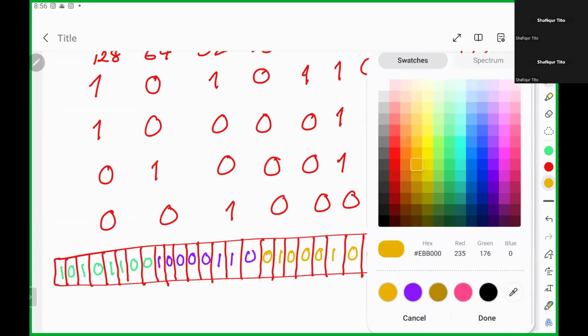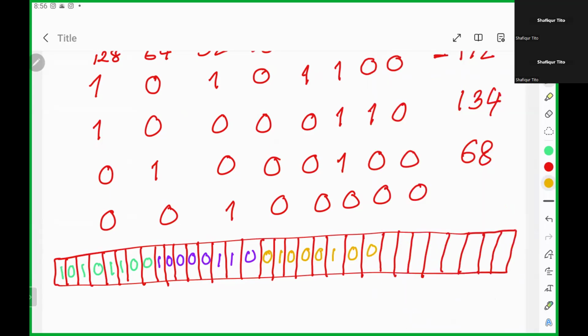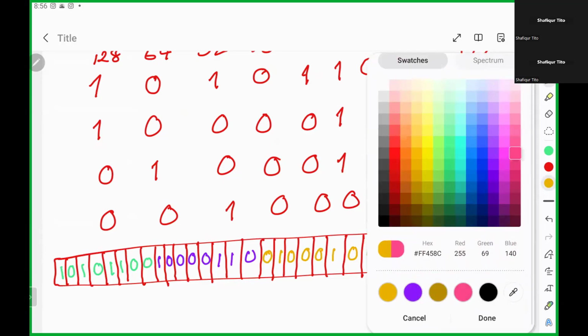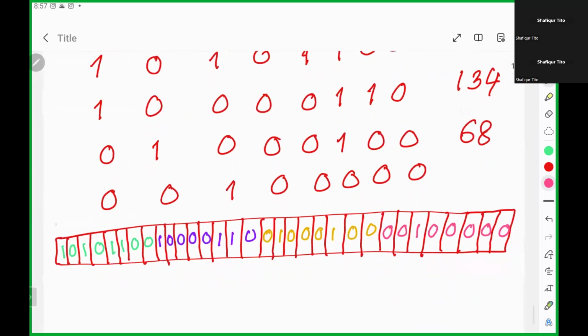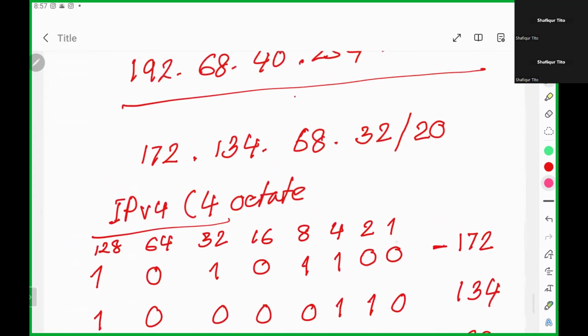Last one we can take this one. Good. So we can take 0. It's not changed. So 0 and 0, and then 1, then 0 0 0 0 0, right? So this is my IP. Now I need to make the subnet mask of 20 bits.